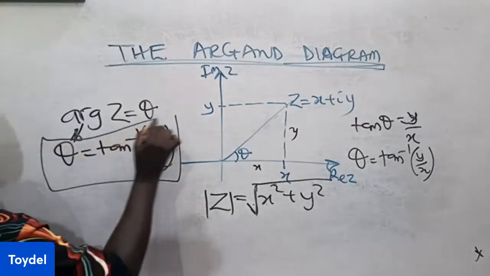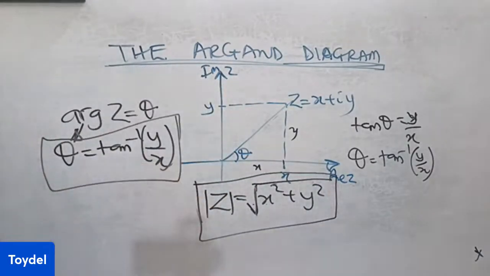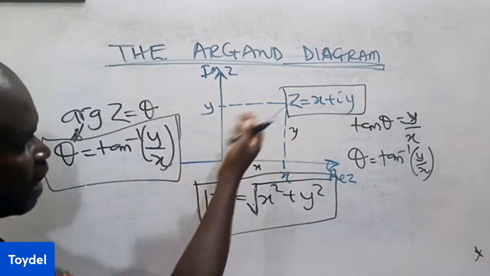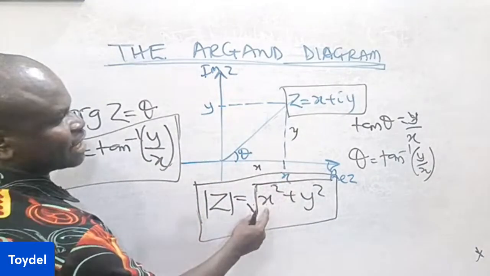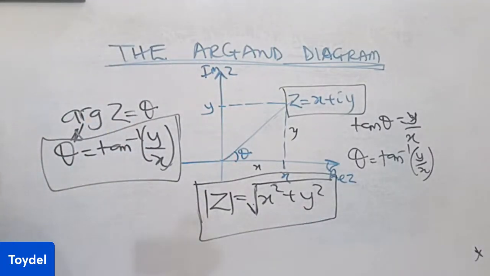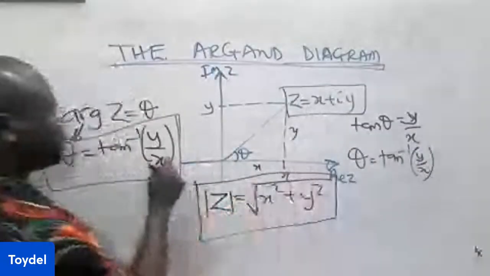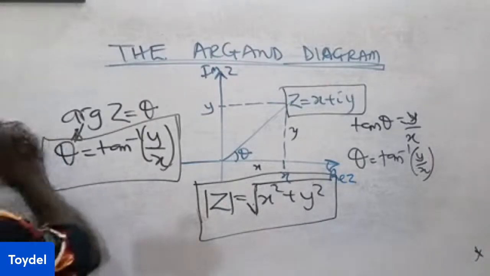So please let's take note that the argument of Z is this, and the modulus of Z is what you have here. Under the Argand diagram, Z is defined as x plus iy. If you are given a complex number and asked to find the modulus, just take the square root of the real part squared plus the imaginary part squared. For the argument, just find the arctan of the imaginary part divided by the real part, and that's what we are going to get.